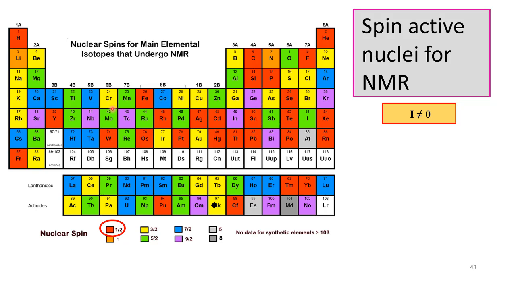These are some of the elements which are represented with red color. These have a half spin.